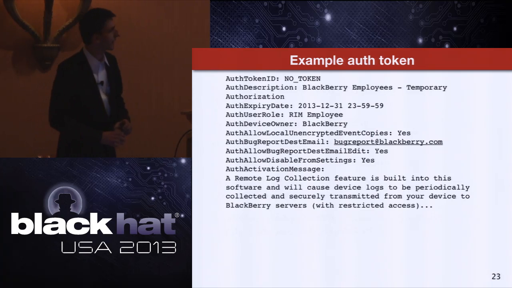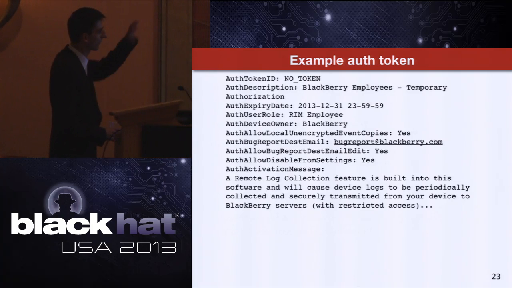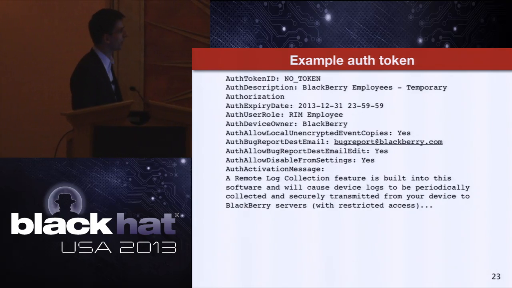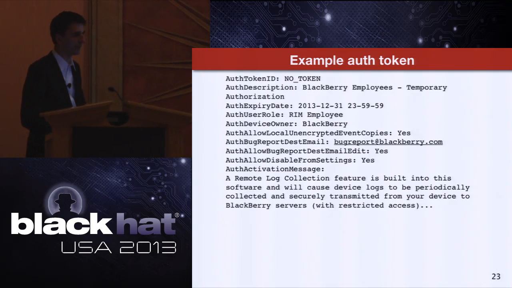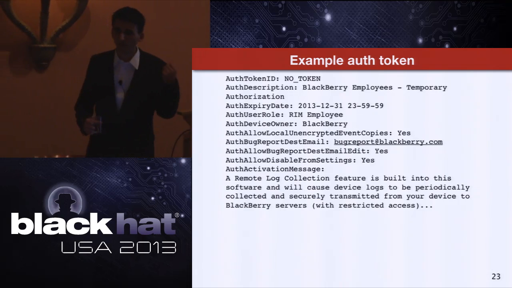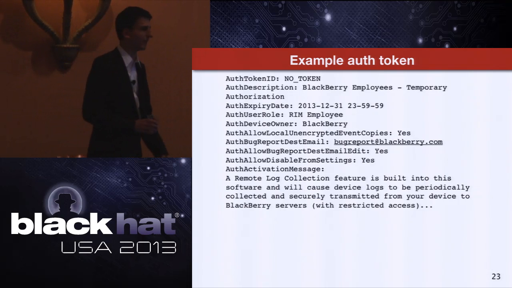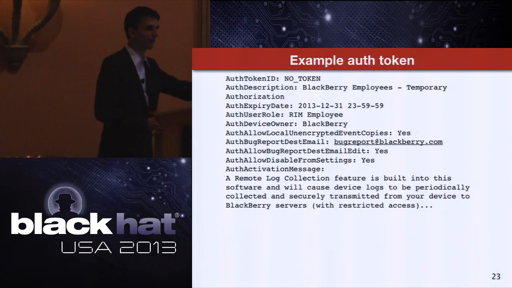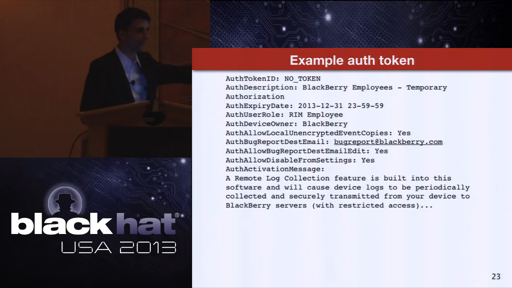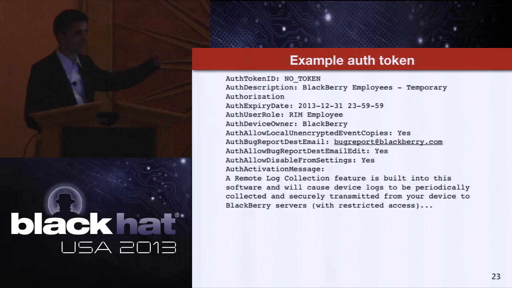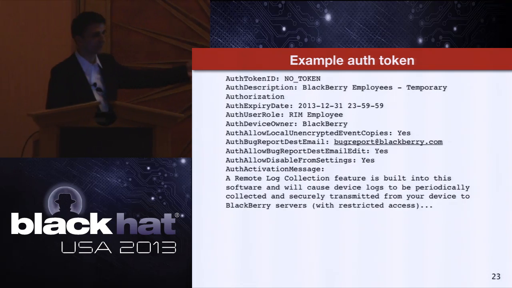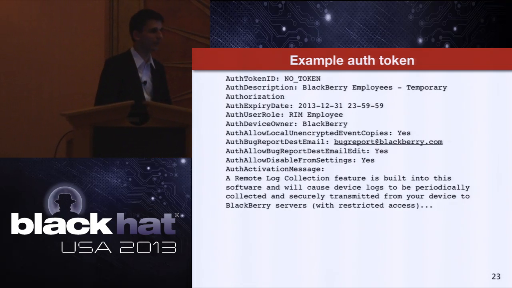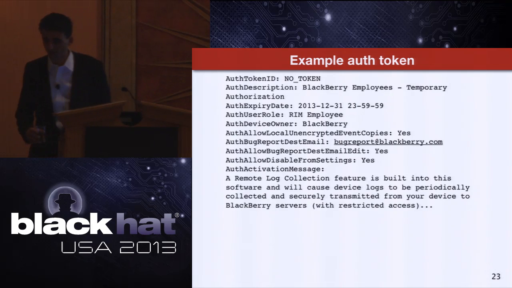And then you look at example tokens just to see what the general setup of these is. And they have a field called auth activation message, which is very nice because that way they inform the user that this is being performed to them. However, this is not something that will be displayed in general. This is something that is set in the token. So if I want to enable this without displaying the message, then I can just send a token like this to the user, and no message will be shown.